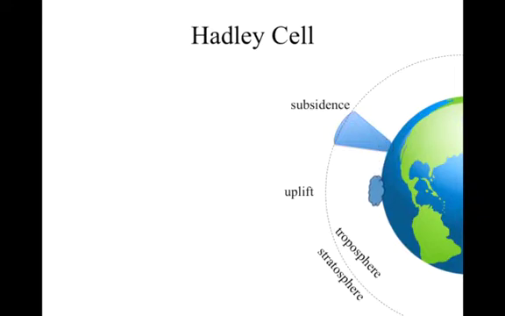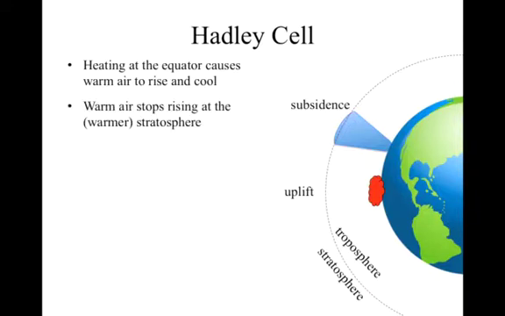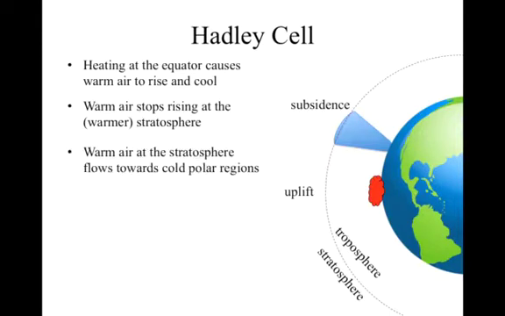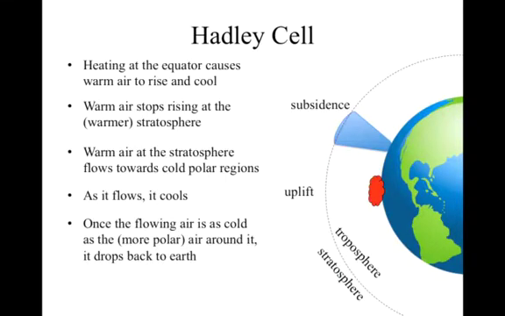All right. Then, once that air mass has fallen, it slides back down to the equator and goes through the whole process again in a big cycle. So to review, we have heating at the equator, and that causes that warm air to rise and cool. The warm air stops rising once it hits the warmer layer of the stratosphere. And then the warm air of the stratosphere flows towards the colder polar regions where it continues to cool. And then once that flowing air is as cold as the more polar air around it, it drops right back down, and then it returns to the equator.